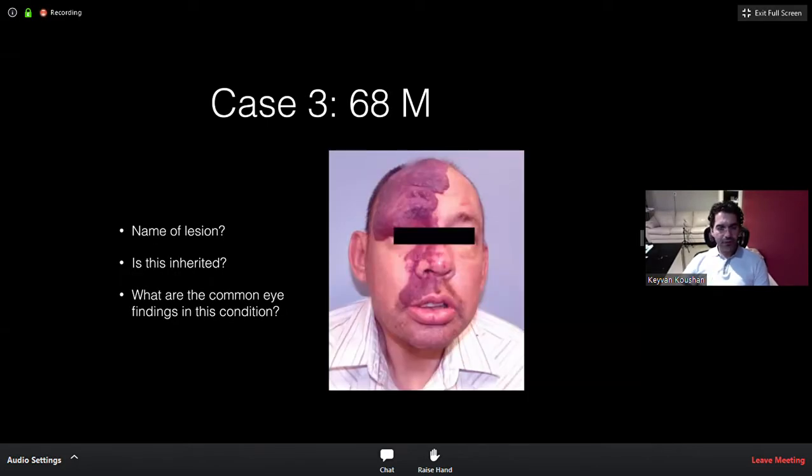Another pretest, another case. You have this older man with this lesion in his V1 and V2 distribution. It's unilateral. What's the name of this lesion? This is fairly common as well. Is it inherited or not? And again, what are the eye conditions you're looking for? What is this associated with when it comes to the eye? All right, so write your answers. If you know already, that's great. If you don't know, hopefully you'll learn something by the end.